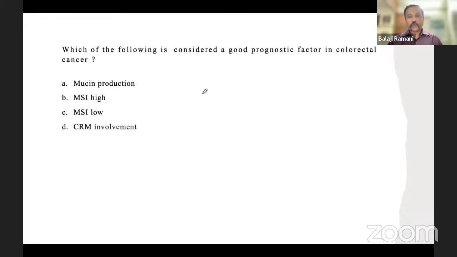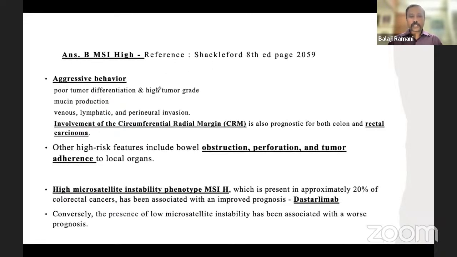Right. So which of the following is considered to be a good prognostic factor in colorectal cancer? In any cancer, generally we have various pathological factors which will come into play, and these may be grouped as either good prognostic or bad prognostic. The factors mentioned here are mucin production, MSI status high, MSI status low, and CRM involvement. So the obvious answer to this question is going to be MSI high. The answer to this question is MSI high.